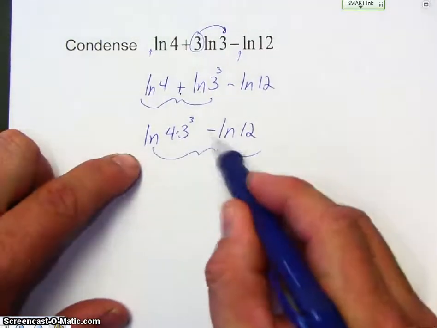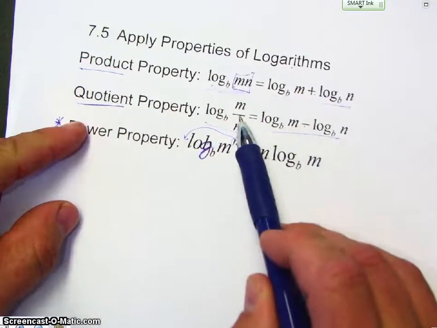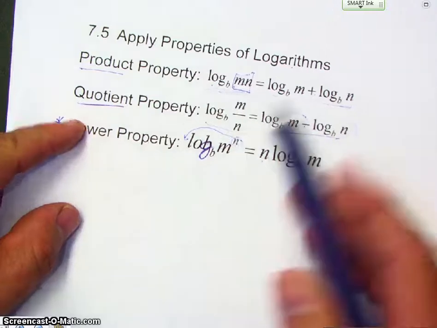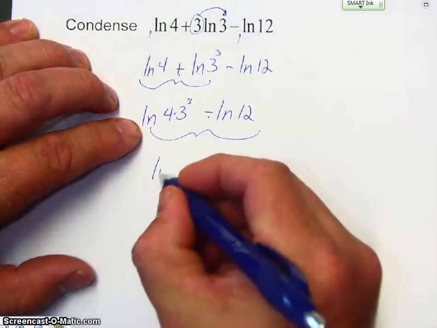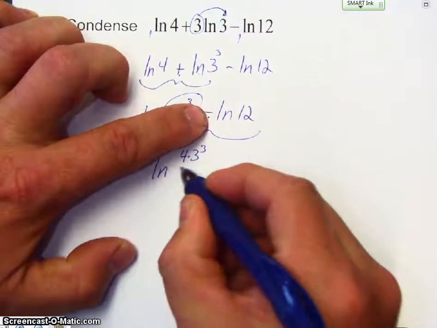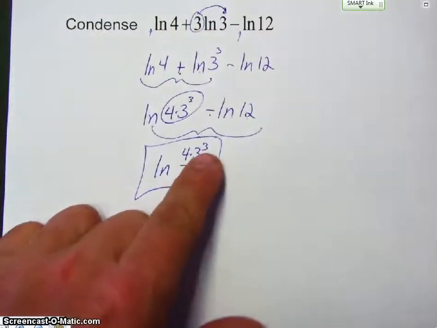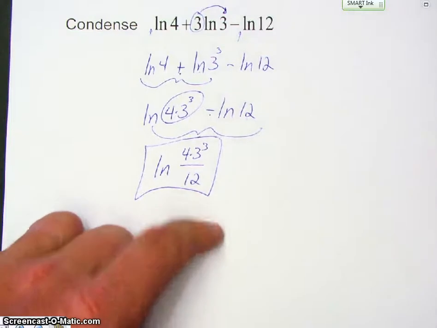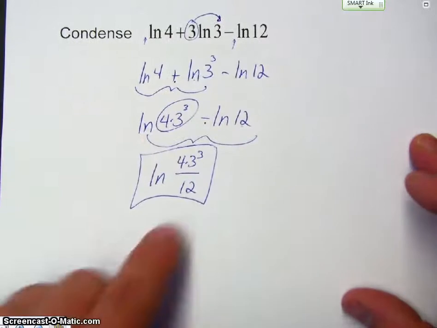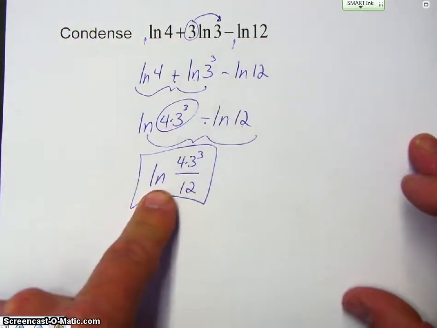Then you look at the next two. These two are division, so that's the quotient property. Alright, subtraction, so that makes it division. So the left part goes up top and the right part goes on the bottom. So we got natural log. So this right here goes up top, so we got 4 times 3 cubed divided by 12. And there you go. Now we can multiply 3 cubed out, times it by 4, and then simplify the fraction if we want to, but then that defeats the purpose of what we're doing here. Alright, I want you to be able to see how we take 3 logs and we condense it down to 1 log. Okay.